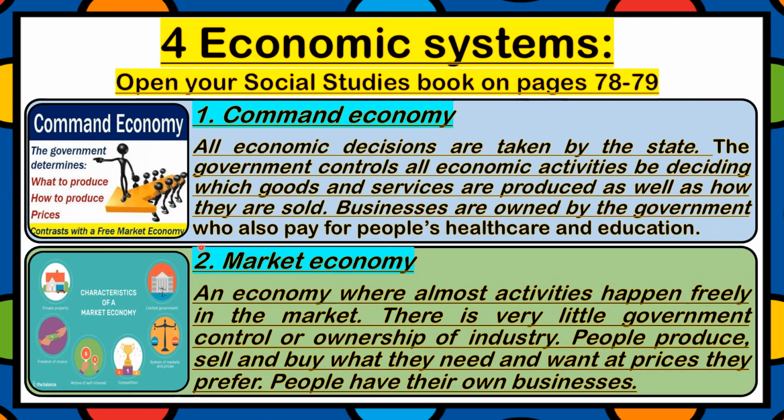The second one is market economy. So this type of economy is almost activities happen freely in the market. There is very little government control or ownership of the industry. And one example of country that has market economy is Thailand. People produce, sell, and buy what they need and want at prices they prefer or the prices that they are able to pay. So people have their own businesses.